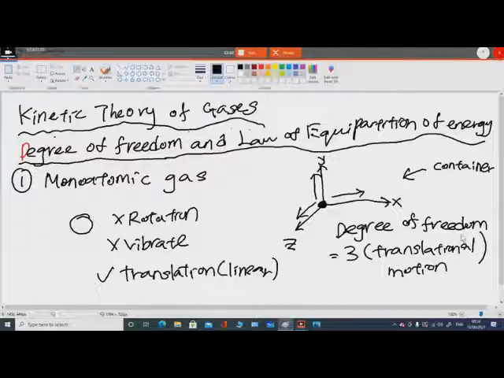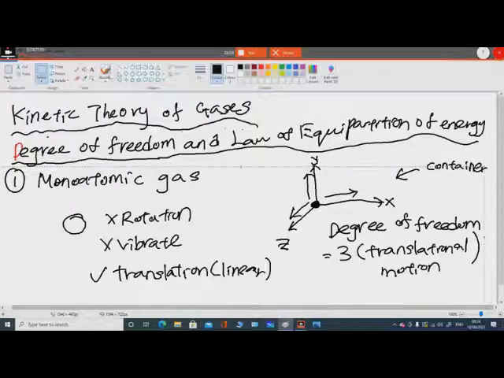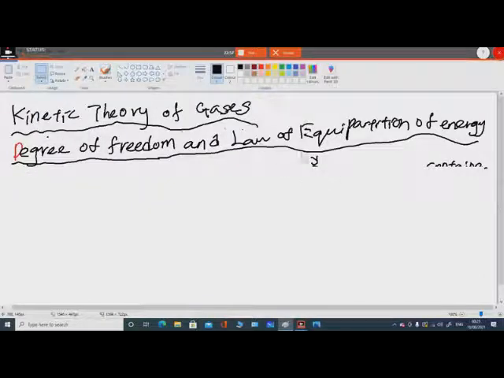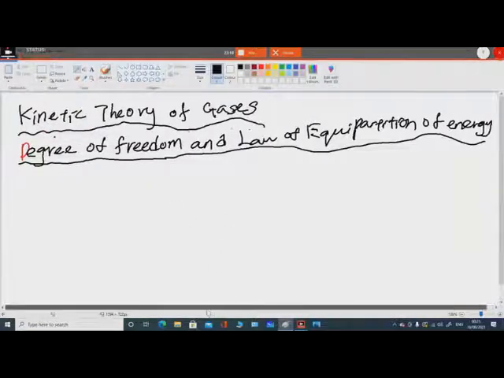Alright, so let's move on to diatomic gas. Okay, so let me just erase this one, and this one as well. Okay, so let's talk about diatomic gas.